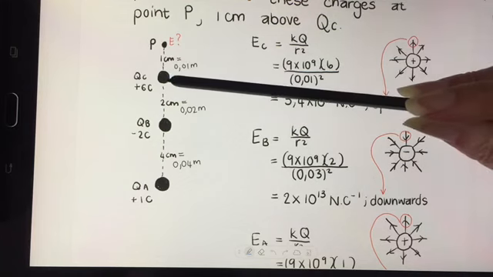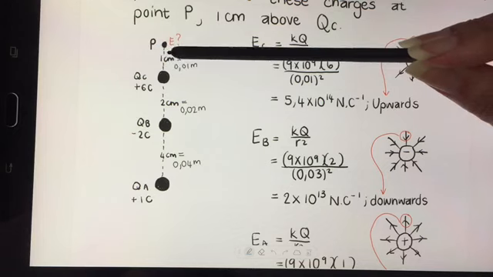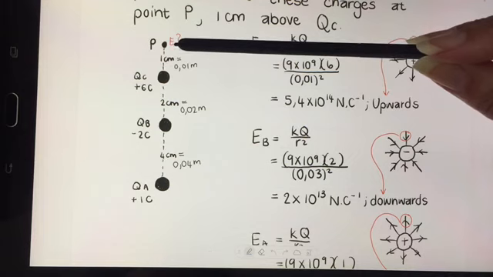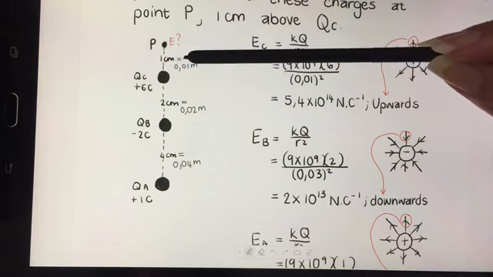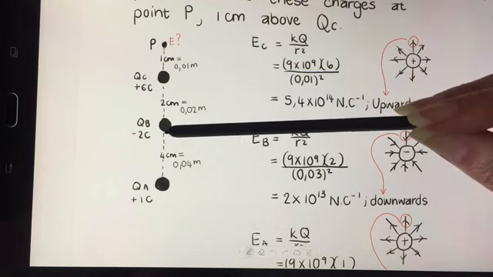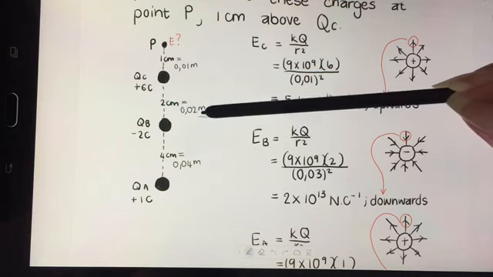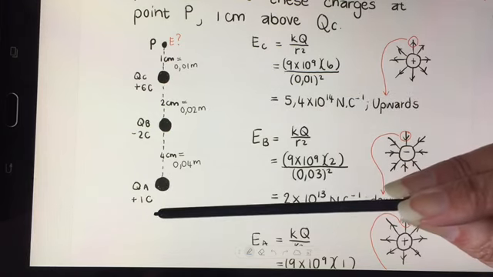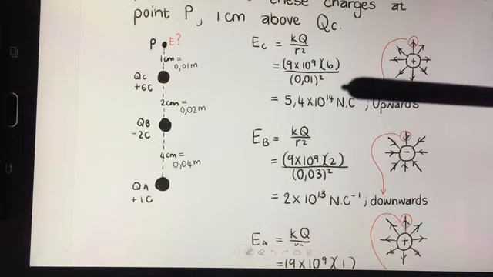So here's charge C, positive 6 coulomb. Point P is a centimeter above charge C, and this is where I want to find the strength of the field. So I've converted centimeters to meters by dividing by 100. Here is charge B, negative 2 coulomb, and the distance between these is 2 centimeters, which I've converted to meters. Here is charge A, positive 1 coulomb, and the distance between these two is given as 4 centimeters.